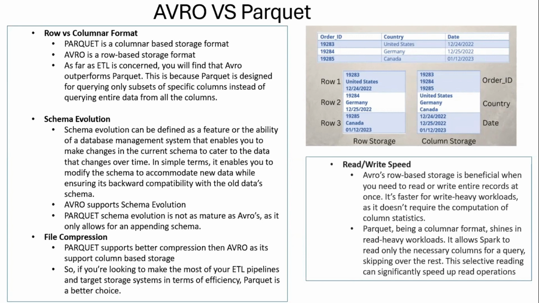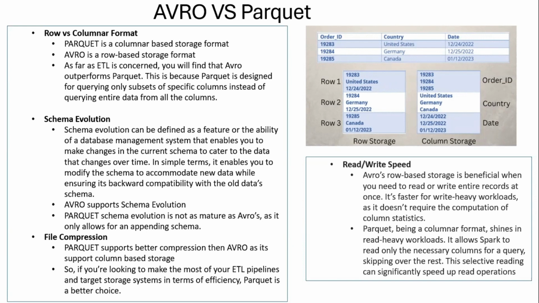On the other hand, if your use case requires you to analyze petabytes of data without sacrificing performance, then a column-based file format, such as Parquet, is your best bet, since column-based file formats naturally deliver unparalleled performance with read-heavy analytical querying of data. As far as ETL is concerned, you will find that Avro outperforms Parquet. This is because Parquet is designed for querying only subsets of specific columns instead of querying entire data from all the columns.